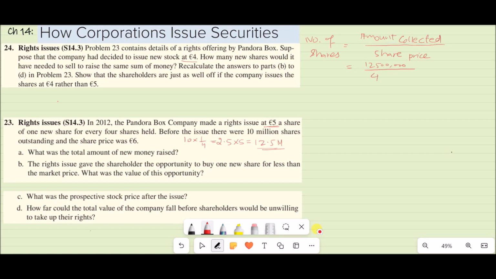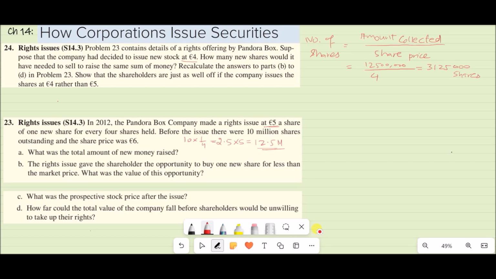And now the share price is 4. Therefore, by calculating this amount, we will have 3.125 million shares. So this number of shares will have to be issued at $4 to collect the 12.5 million. So that is our first requirement, how many shares it would have needed to sell to raise the same sum of money. Then recalculate the answers to part B to part D in problem 23.